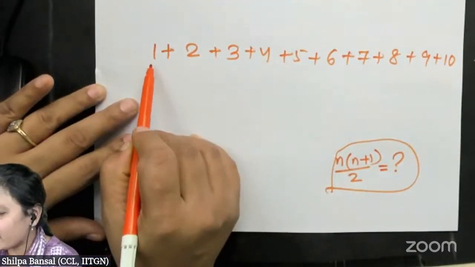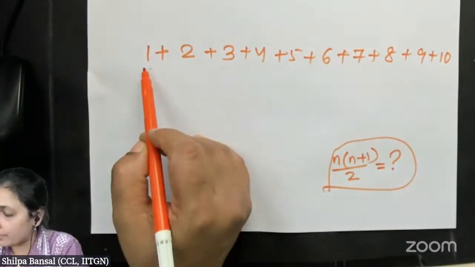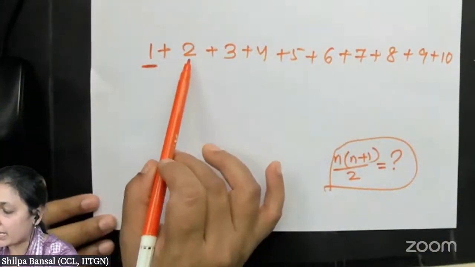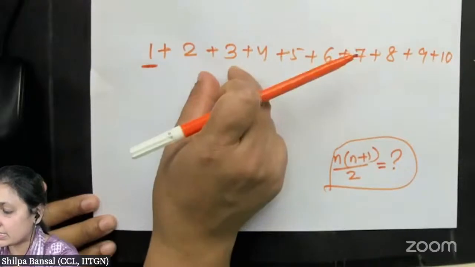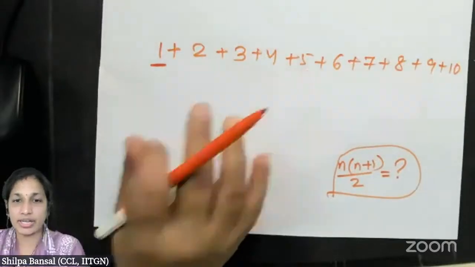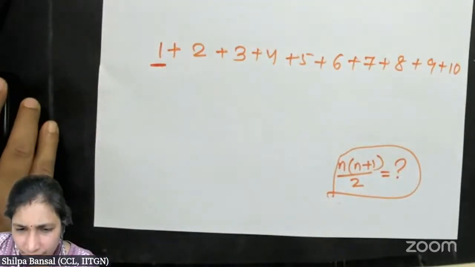So did someone of you observe the pattern here? Or did you do it like this? 1 plus 2, 3, 3 plus 3, 6, 6 plus 4, 10. If someone has done that one, that is also correct.